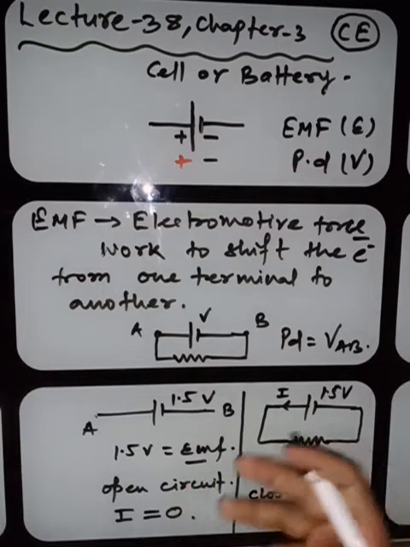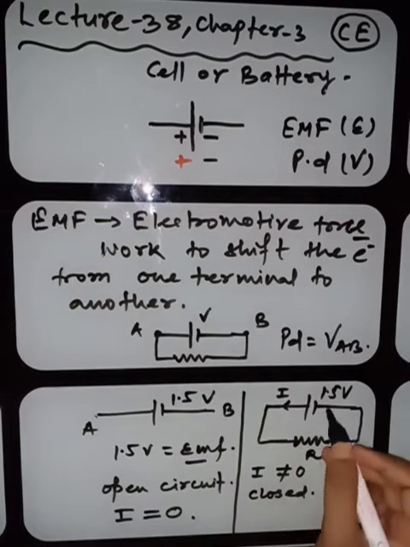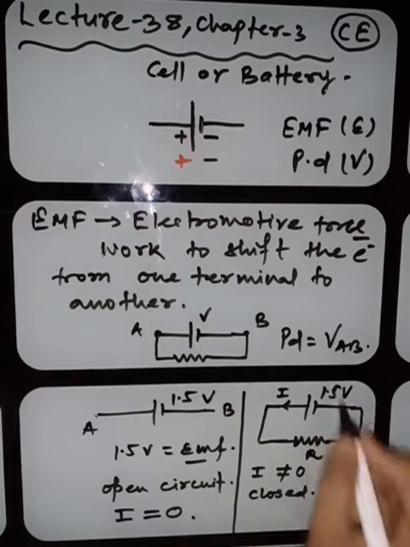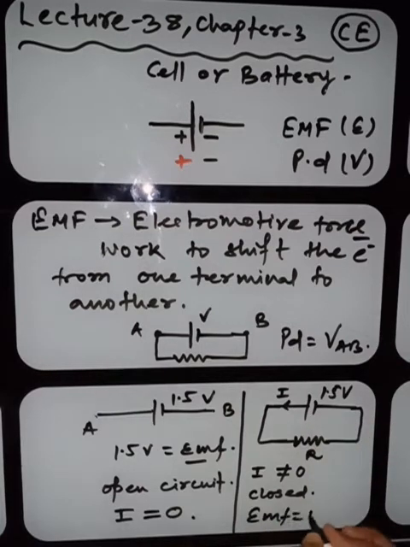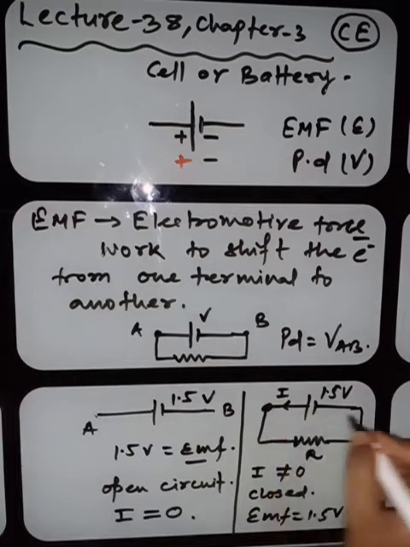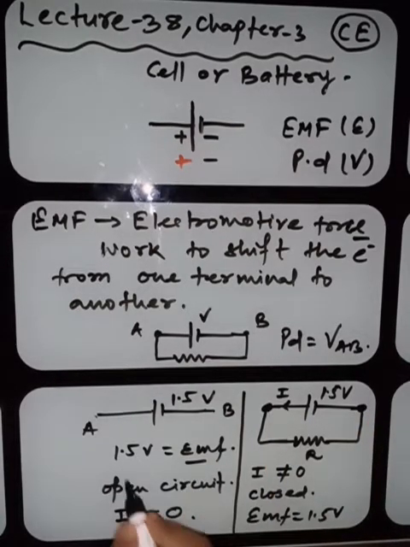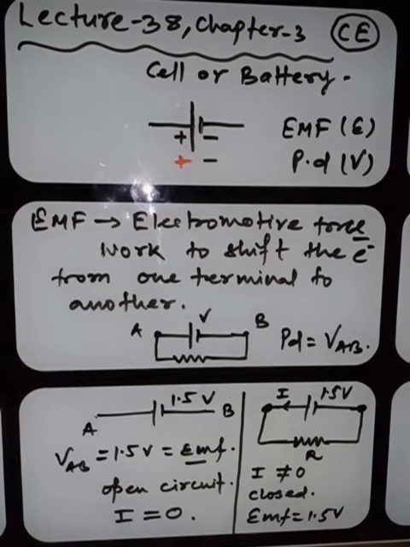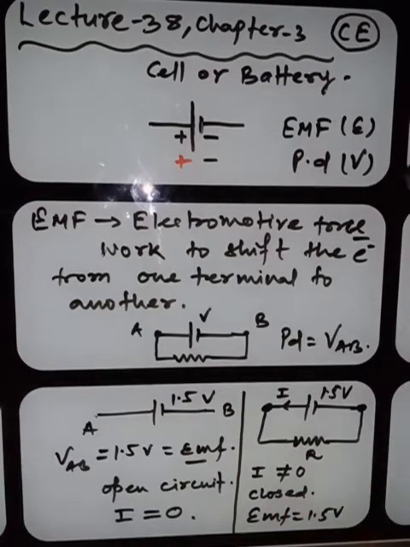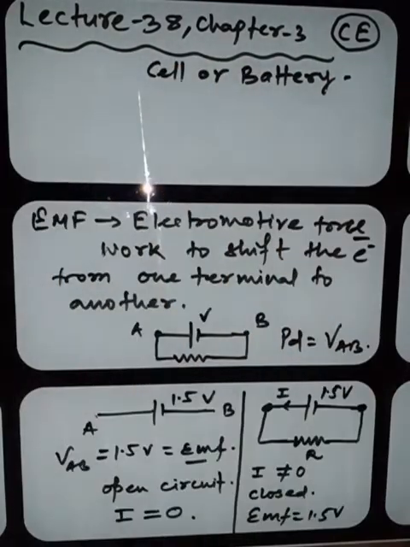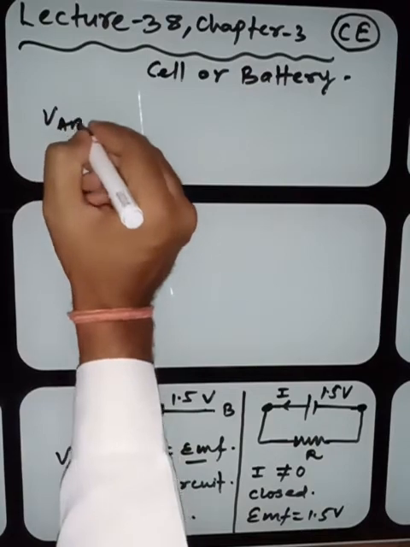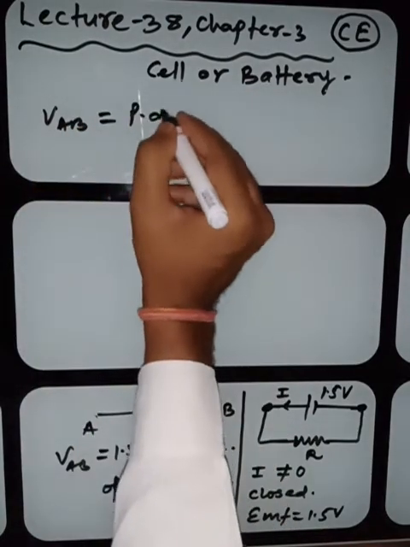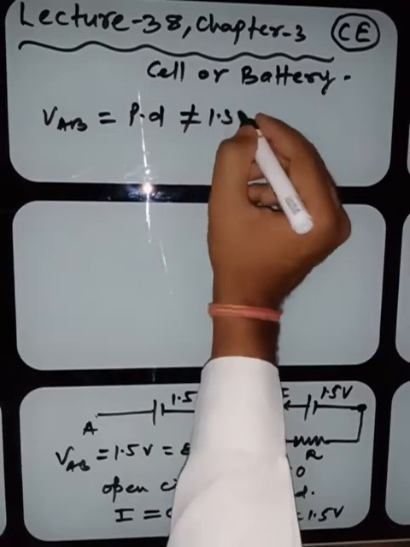If anyone asks, sir, whether this one is 1.5 volt, the potential difference or the EMF, remember, my dearest, I will tell again: the EMF is 1.5 volt, but the potential difference between these two terminals, here the potential difference and the EMF both are the same, but here the potential difference VAB, my dear student, will not be equal to 1.5 volt. VAB is the potential difference, but this is not equal to 1.5 volt. Remember.